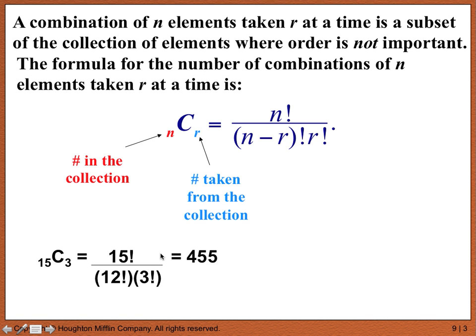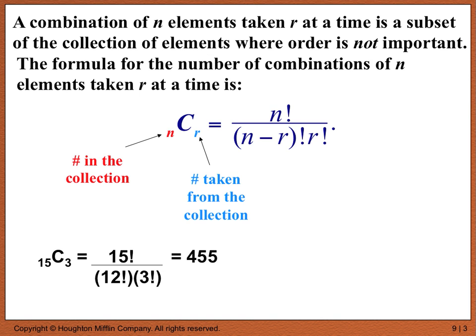Also, as we saw on the last screen, and I'm going to use the mouse arrow again to highlight a certain portion of this formula, notice that 15 factorial divided by 12 factorial is equivalent to nPr. And so all nCr is, is this nPr number divided further by r factorial. And that's why 455 is so much smaller than 2,730.